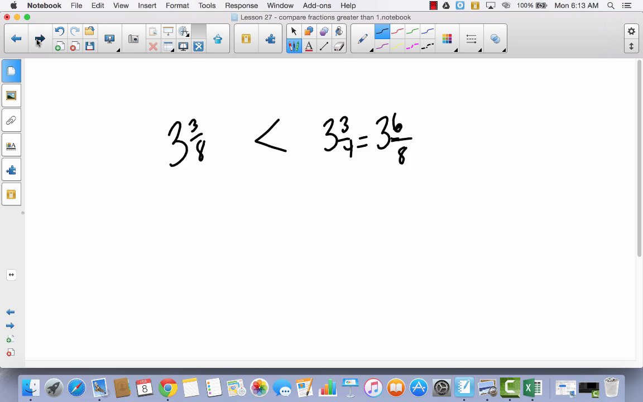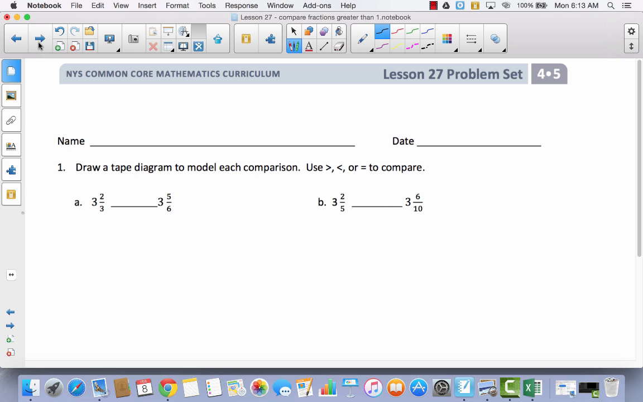All right, so we're going to do some more of this today in our problem set. So I want you to go ahead and get your problem set out, and I want you to write your name at the top. We're going to begin by drawing a tape diagram to model each comparison, just like we did in the last problem in our math journal. All right, so for A, it says, draw a tape diagram to model each comparison. Use greater than, less than, or equal to compare. So you'll notice that our whole numbers are the same.